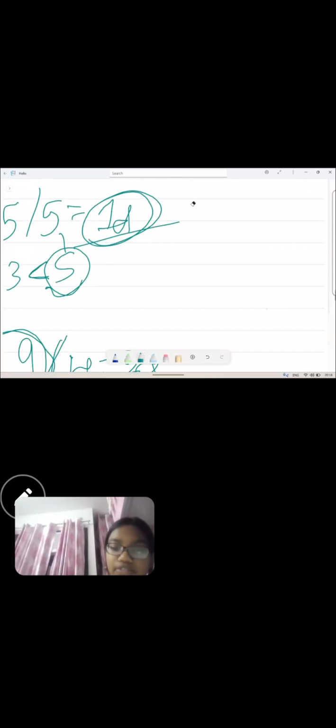So what conclusion can we make? When the first digit of the dividend is bigger than the divisor, or it is equal to it, our answer comes in 2 digits. But when it is smaller, our answer comes in 1 digit. Okay.